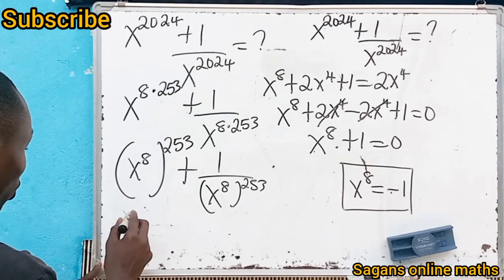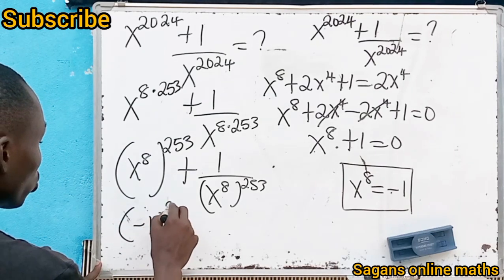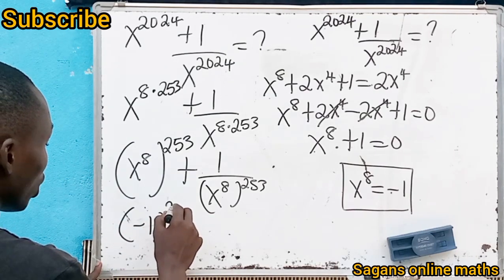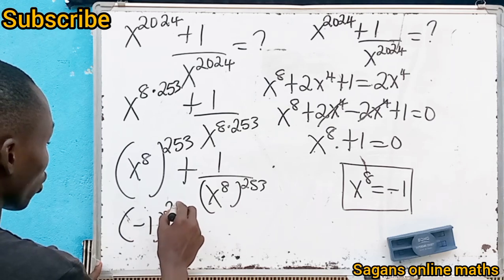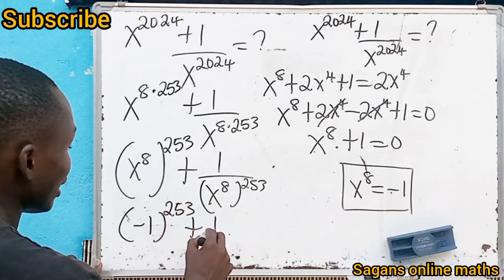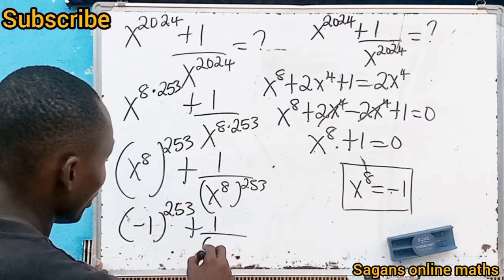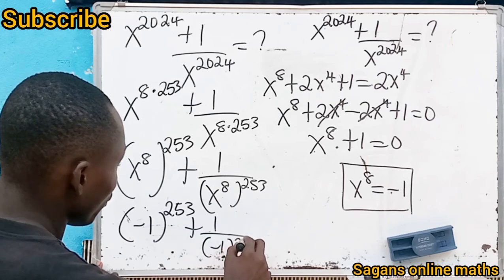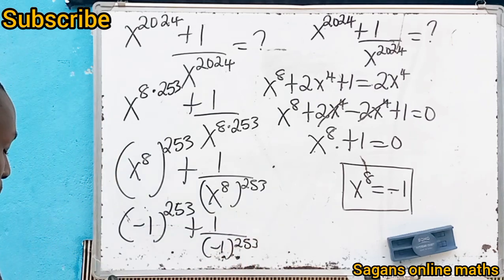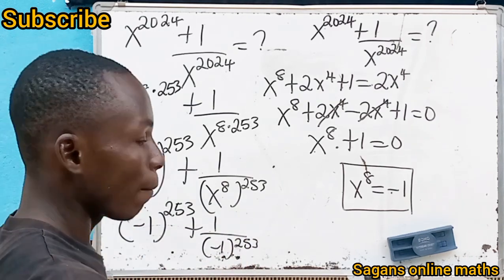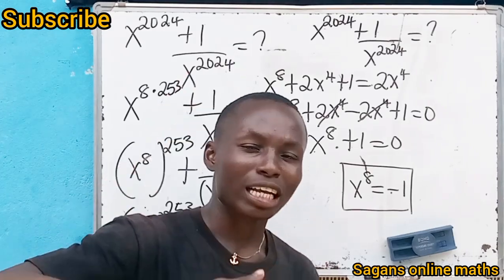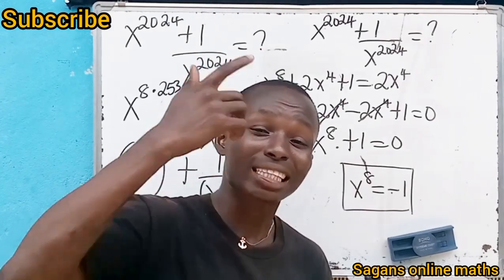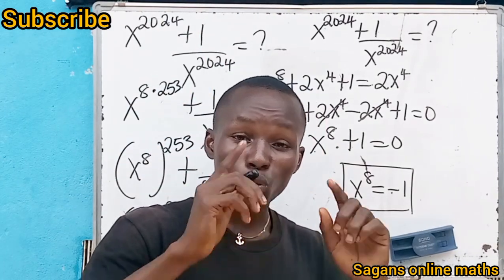So now we have minus 1 all raised to the power of 253, plus 1 divided by minus 1 raised to the power of 253. Now let's see minus 1 raised to the power of 253. That means minus 1 times minus 1 times minus 1, 253 times.